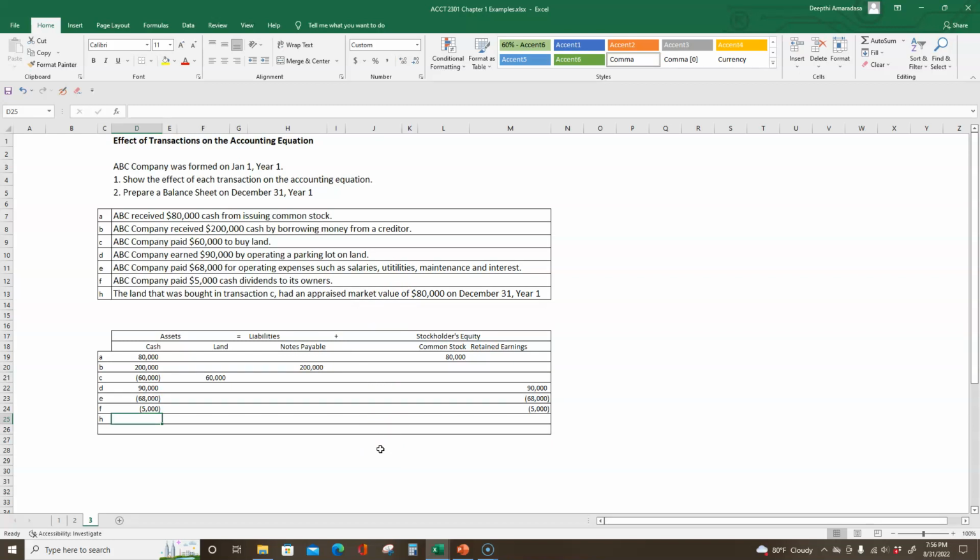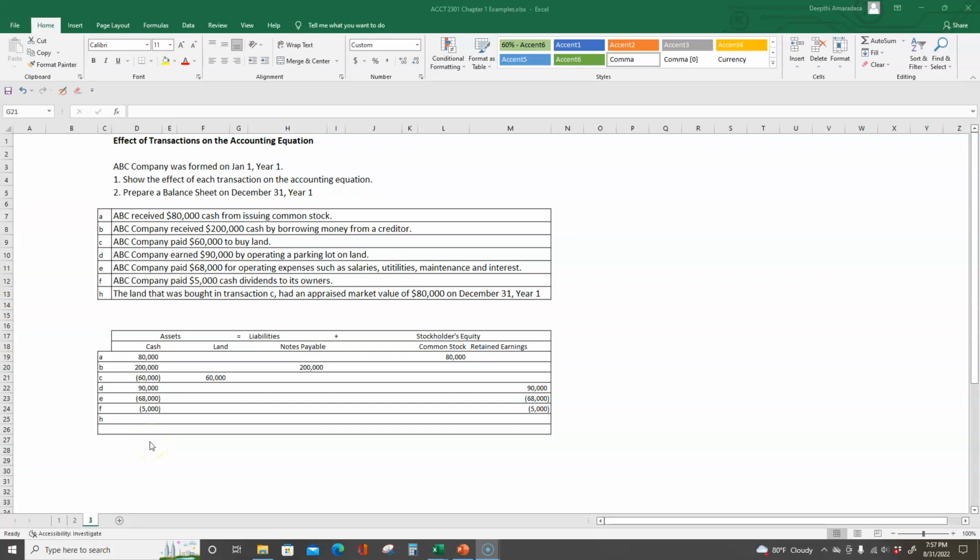So what should we do? We don't do anything because remember the historical cost principle says assets are recorded at the price paid. We recorded the land for $60,000, which is how much we paid to buy that land. But if the value changes, we do not change that value. We don't alter that $60,000. We keep it at cost. So for transaction H, we do not record anything.